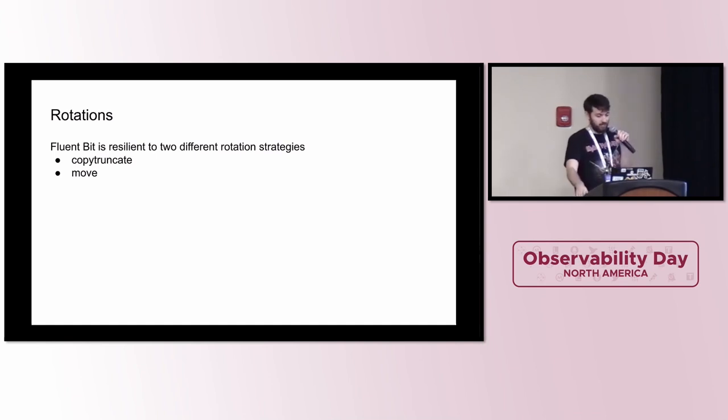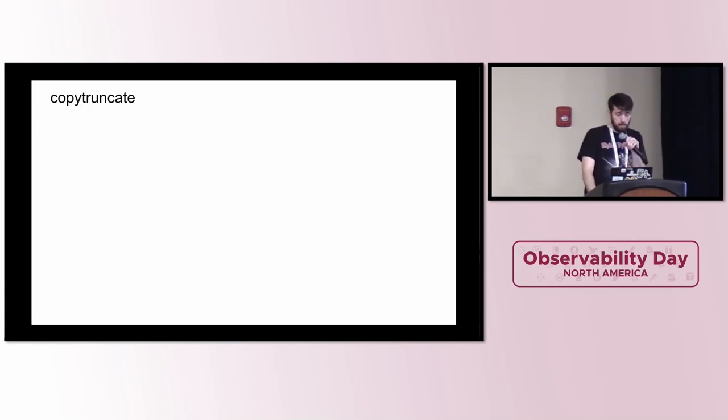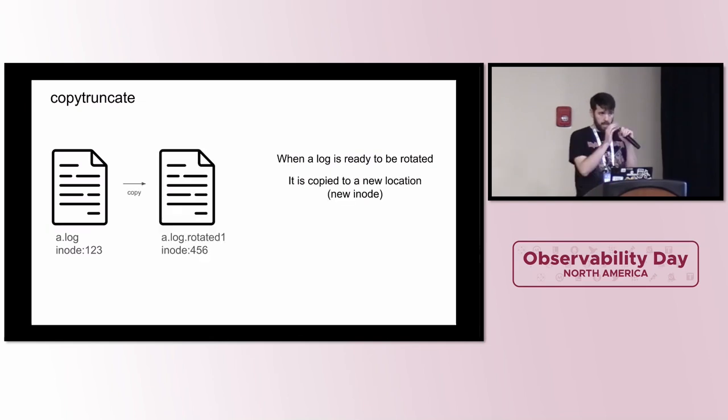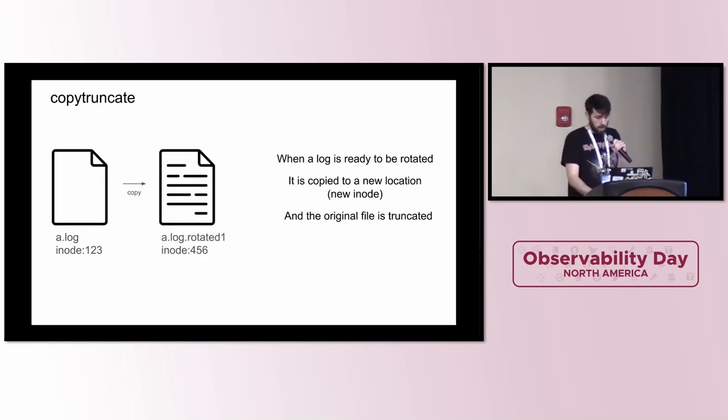Fluent Bit is resilient to two rotation strategies. One of them is copy truncate, and the other one is move. This is in logrotate parlance, but I'm going to explain what they are. Copy truncate. You start with a log. When it's ready to be rotated, you make a copy of it with a new name, and then you truncate the data from the original file.